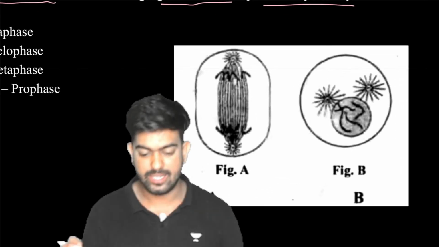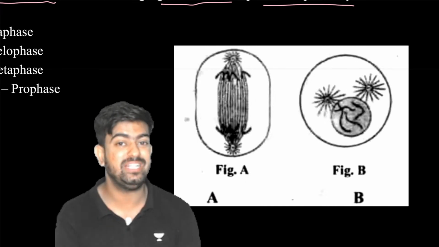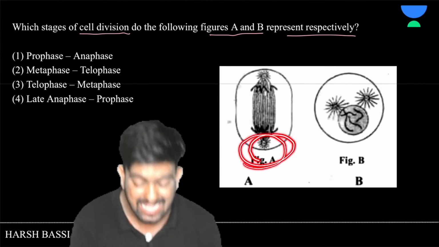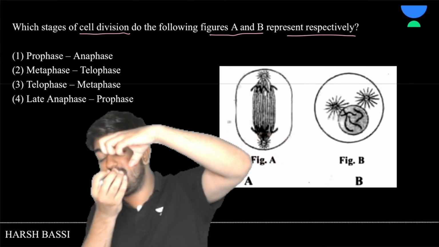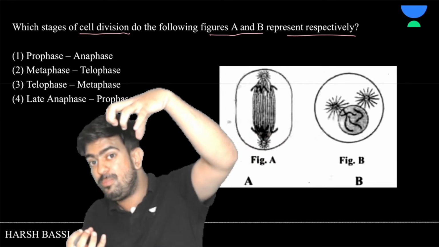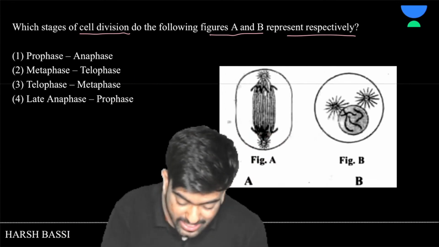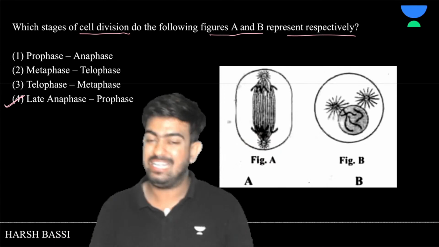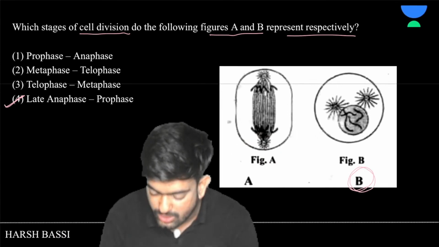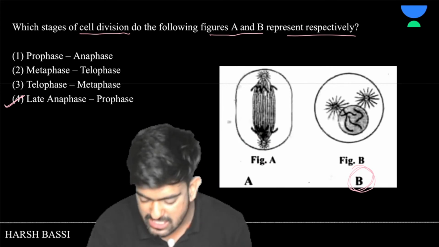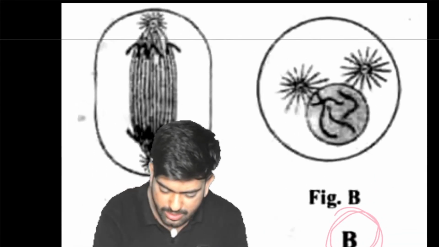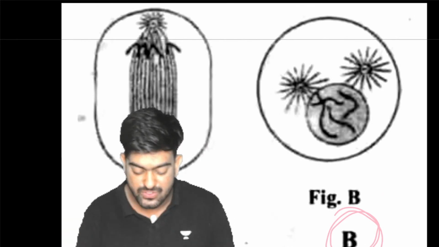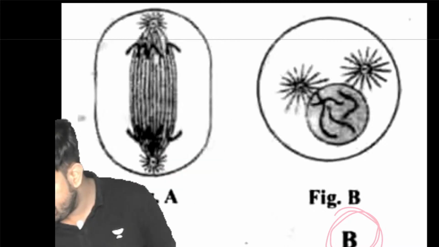This is the diagram. The diagram is representing some of the phases. This looks like anaphase, pulling off the chromatids to the pole by the spindle fibers. So A represents anaphase, yes or no? That is late anaphase. And B represents the prophase. Why prophase, sir? See, the diagram is not a little bit clear, but the nuclear membrane is starting to dissolve. So that's why we can say it is prophase. Clear to everyone? That's very good.